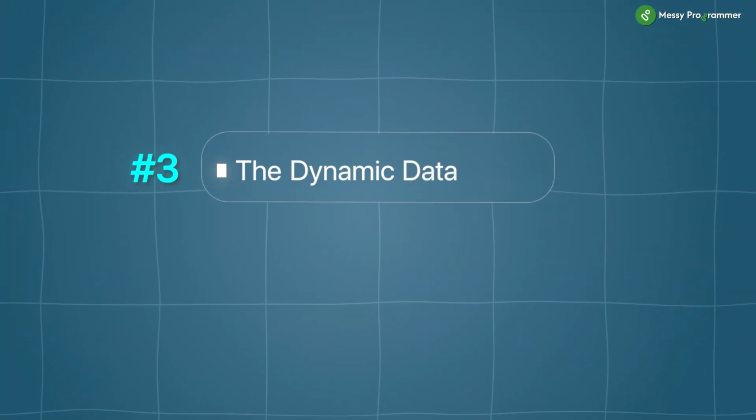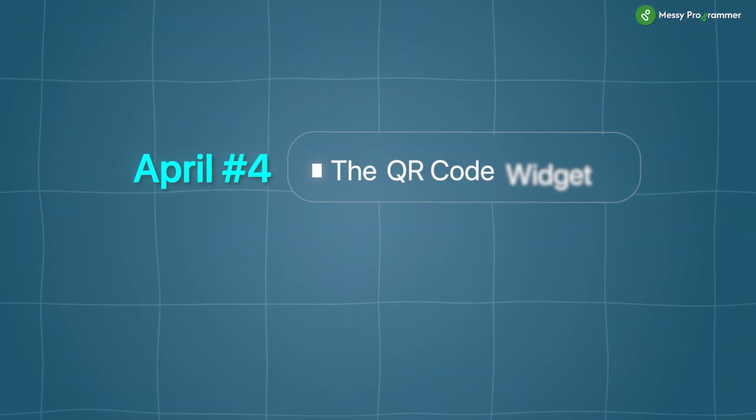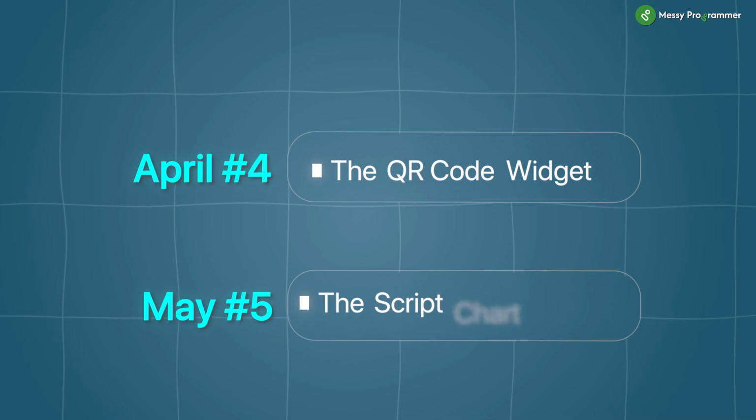And then we launched the dynamic data table in that same month. Now this dynamic data table could actually pull data in real time from your API or webhooks and reflect it in a table that actually suits your site. Then came the QR code widget, and in May we introduced the Script Chart widget.